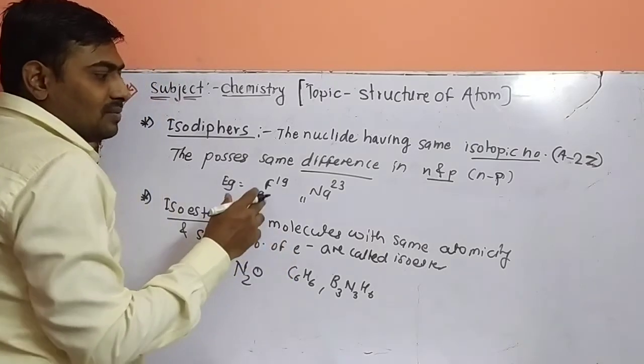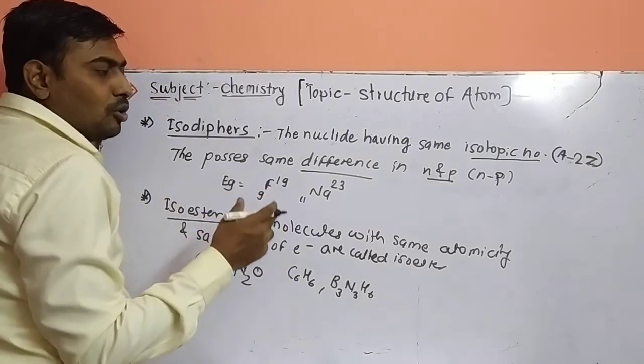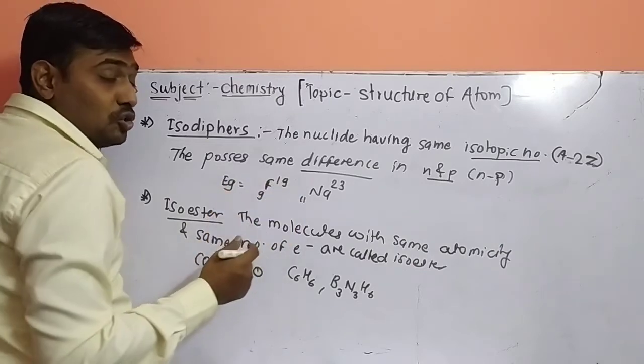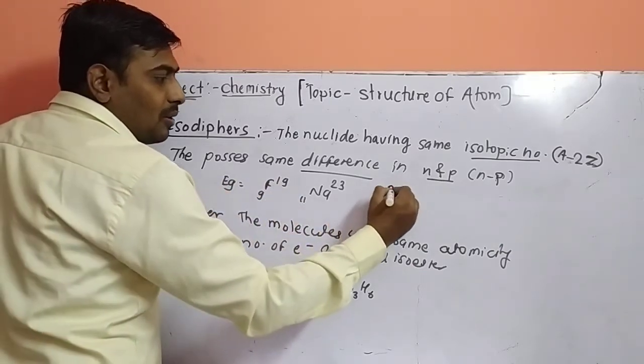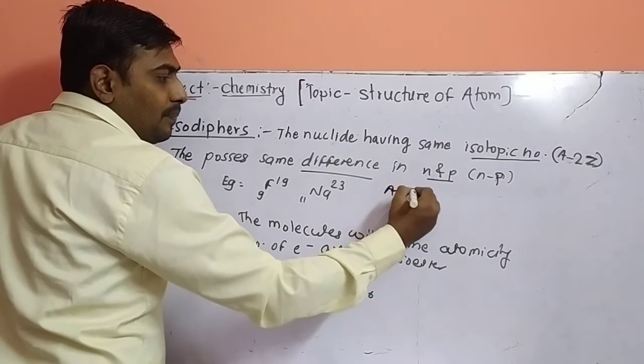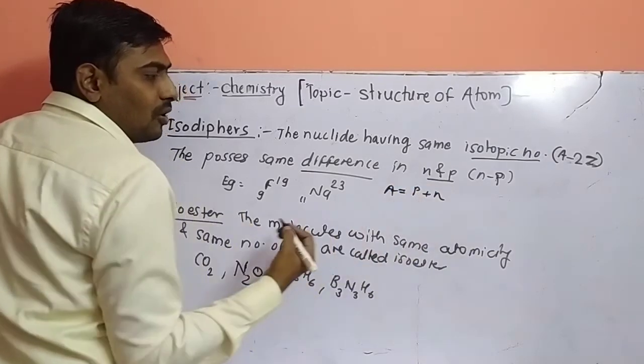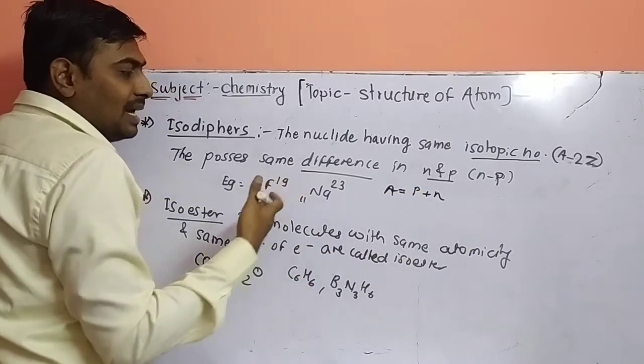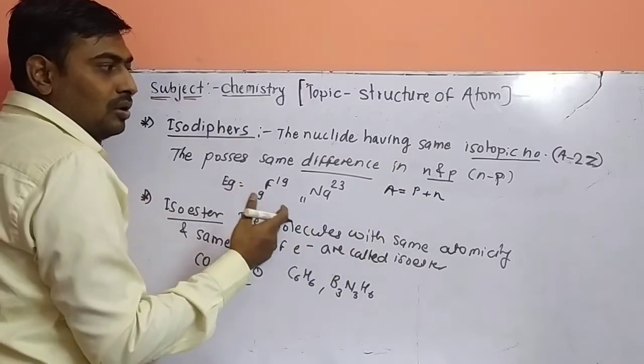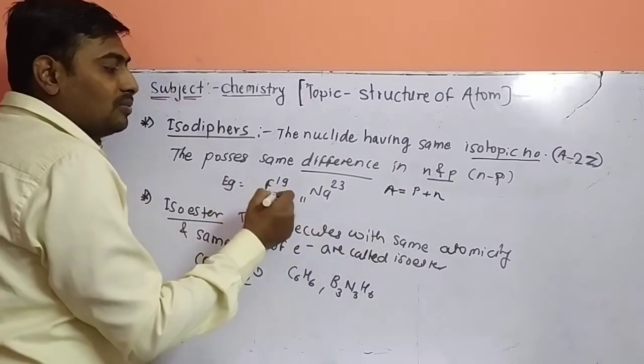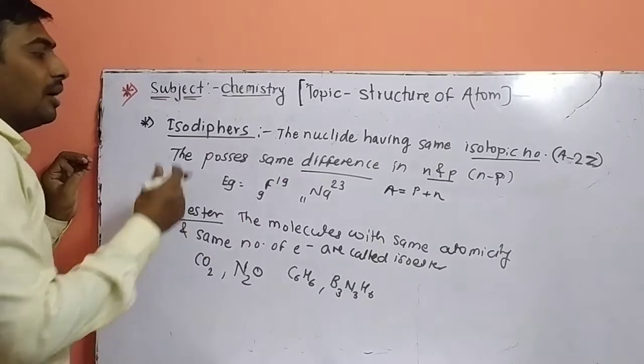Fluorine and sodium are an example of the same difference between N minus P. If you observe the difference N minus P, the difference between the number of neutrons and protons will be the same for these two species. So what is the formula of A? P plus N. By this formula we can calculate the N value and P value. If the difference is the same, they are called isodiffers.